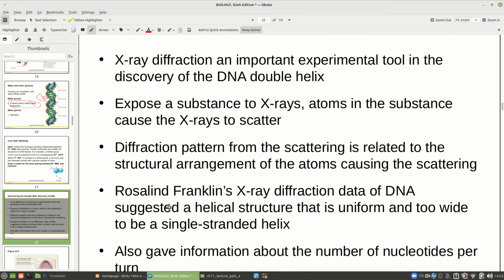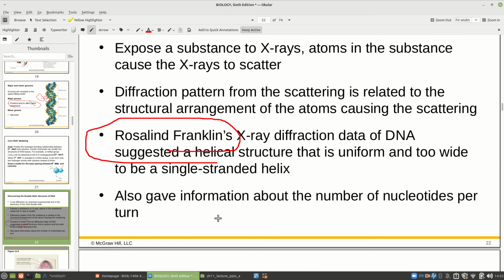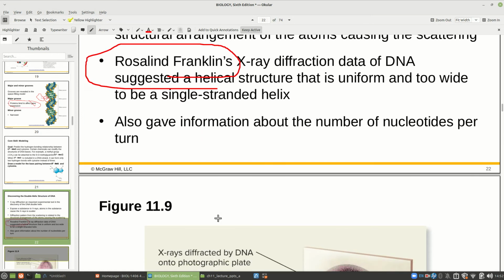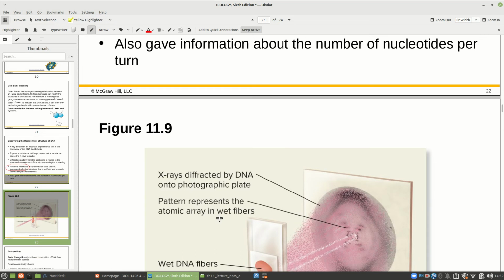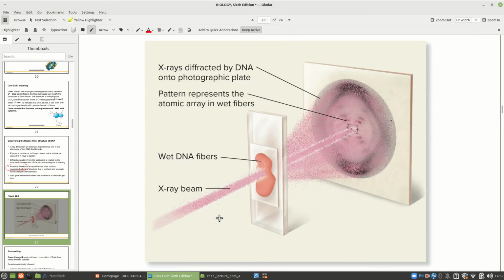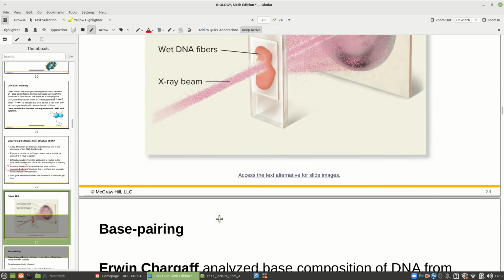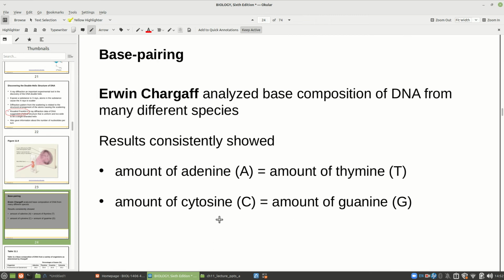You do need to know about Rosalind Franklin and the X-ray diffraction. I'll ask some short questions on that, either true, false, or multiple choice. Read this. You need to read it in general.